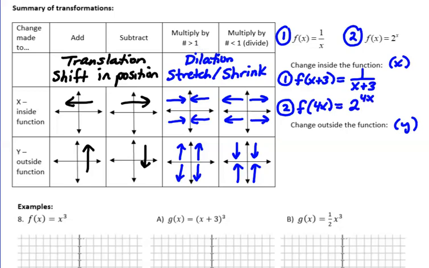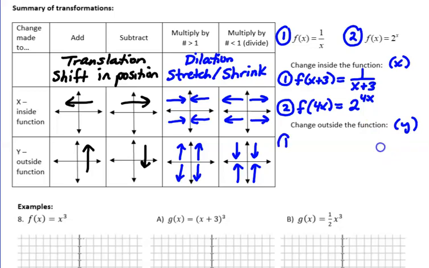Since the x is in the exponent position, I'm actually changing the exponent by doing a change inside the function. So the denominator here is inside the function. Here the exponent is inside the function. Just like when I did a square root, under the square root sign was inside the function.